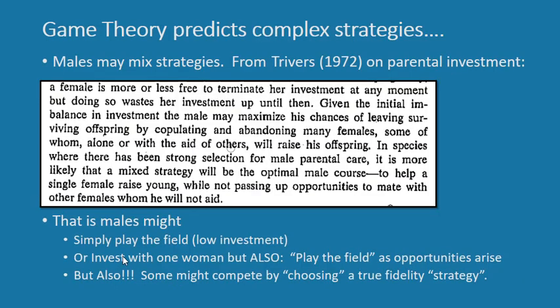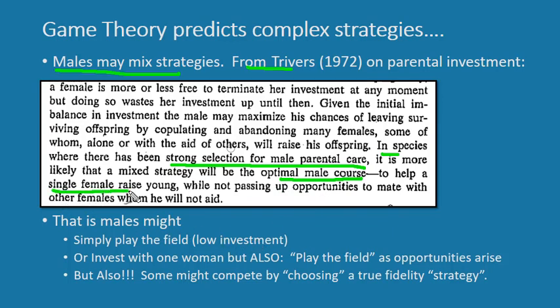Okay, so a little more here on game theory. Game theory predicts some complex strategies are going to emerge. For example, males might mix strategies. So here I just have a little snippet from Trivers, who was one of the first guys to write about this parental investment stuff. So he says, in species where there's been a strong selective pressure for male parental care, in other words, the care of males makes a difference in the survivability of the offspring, it could be that the males adopt a mixed strategy as the optimal male course.